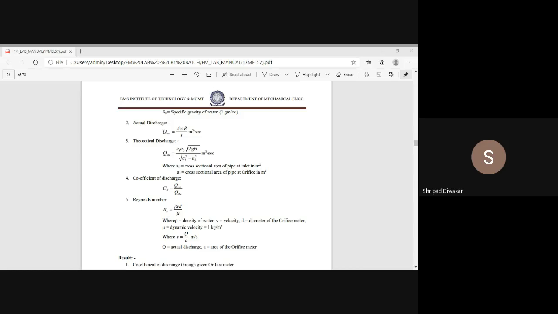No, your CD is correct. 0.6 is how much you're getting. That is exactly right. Only just check it out. No, rho V D by mu. Rho we know. Mu we know. D also we know. Only calculation is your velocity. Q actual by A. Okay, sir. Just you go through that part only.